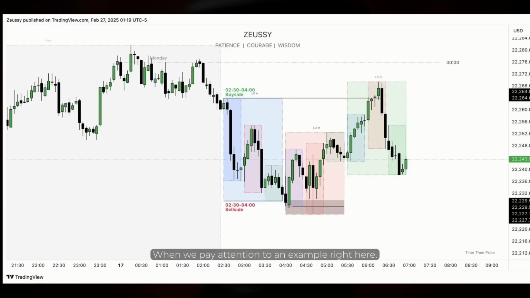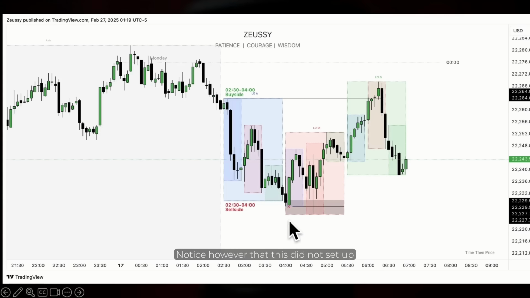When we pay attention to an example right here, what you can see is that I've plotted the 2:30 to 4 a.m. buy liquidity pool, the high. And next to that, you can see that I've annotated the 2:30 to 4 a.m. sell liquidity pool, this row. What you can see is that when we open up at 4 a.m. for the second golden cycle, the 90-minute cycle, we open low and immediately take out the previous 90-minute cycle low.